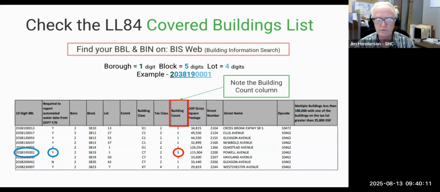Now, if you move across to the middle of the page, I think the 8th column, it says building count. That's the number of buildings that the city believes are on your property. Buildings are also called BINs, a Building Identification Number. So if you have 3 buildings, you will have 3 BINs for your property.